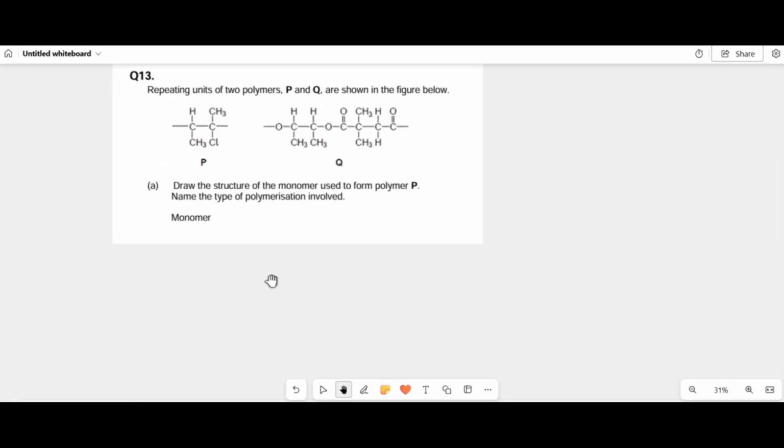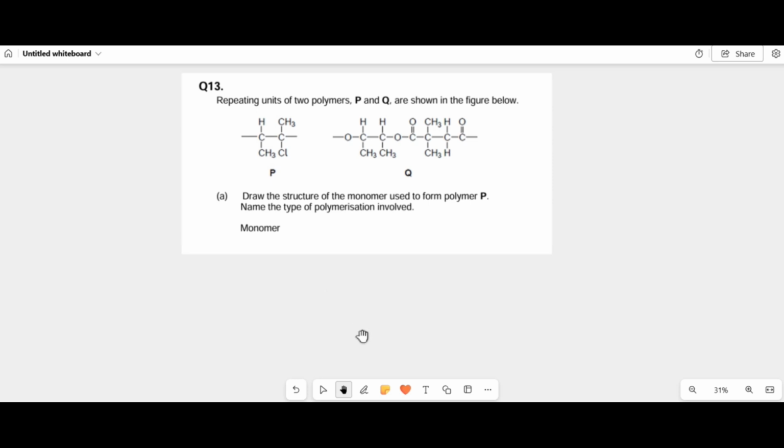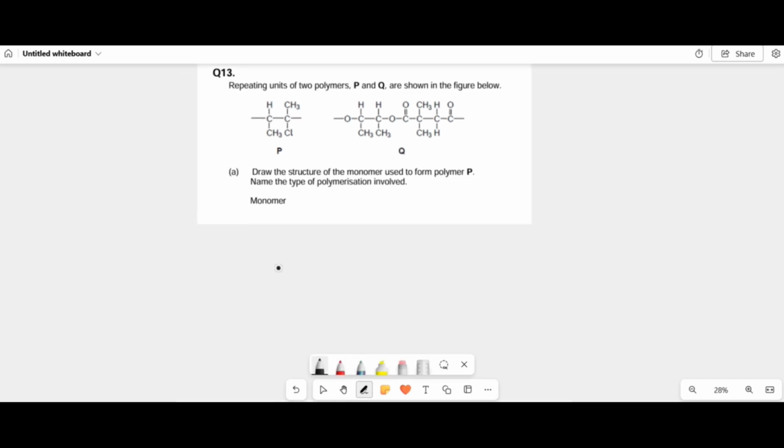Final question. Draw the structure of the monomer used to form polymer P. So this is easy. You got CC, it's obviously going to be a double bond. That's formed by an ethene. It's going to be a double bond, and that's literally it. Just draw a double one.